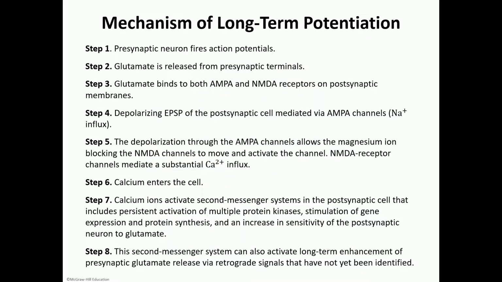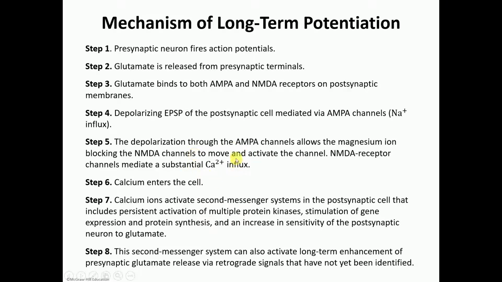So these are the steps that we just talked about. In step 1, your presynaptic neuron will fire off an action potential. It will release the glutamate. The glutamate will bind to the AMPA and NMDA receptors on the postsynaptic membrane. The AMPA receptors, like I said, are sodium channels. They will lead to the influx of sodium into the postsynaptic neuron, leading to a local EPSP.